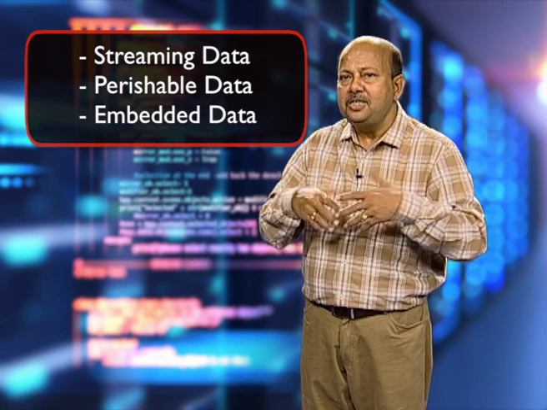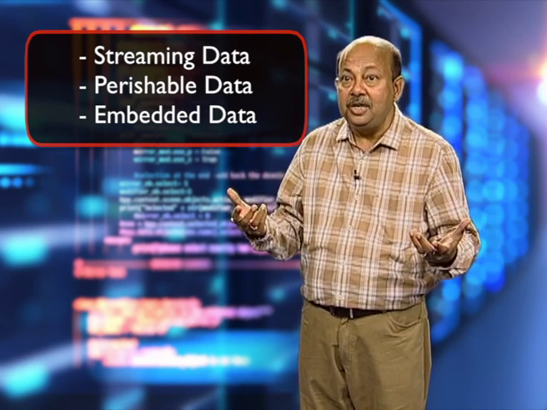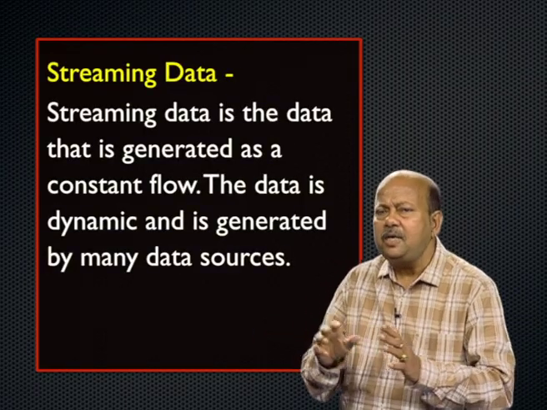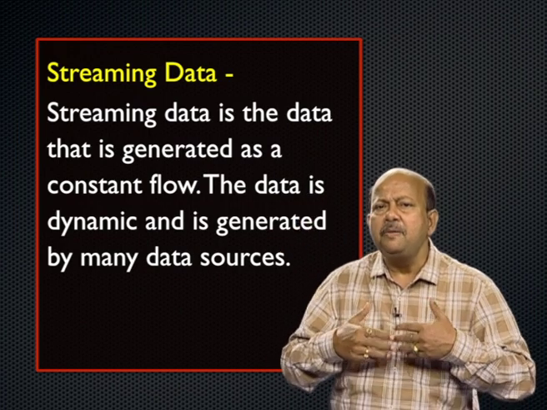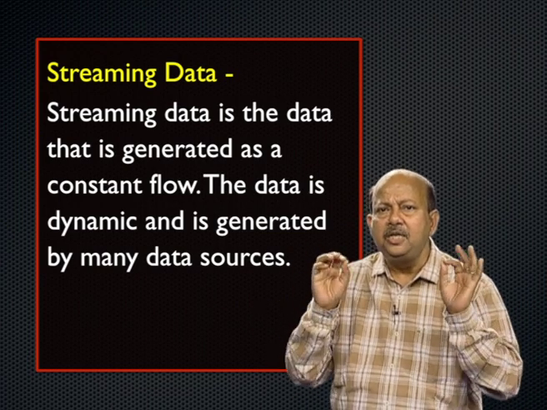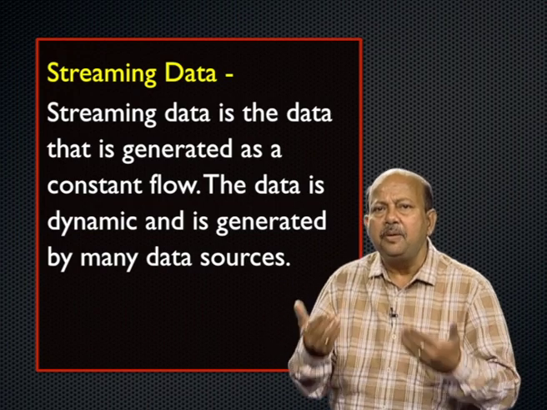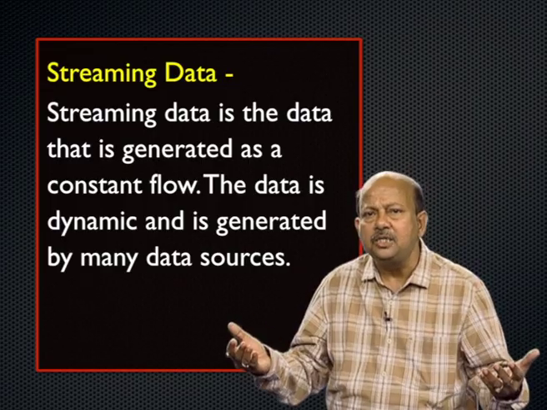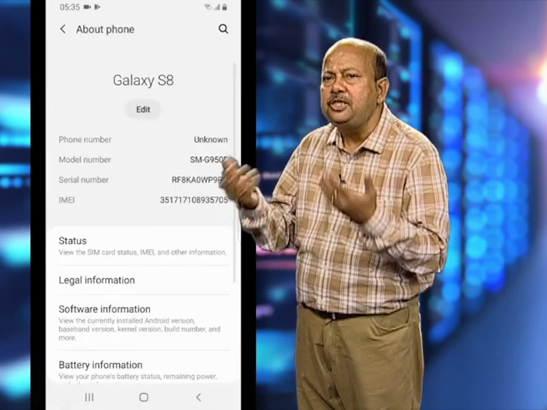So, let us understand streaming data, perishable data and embedded data. These are the new data types evolved in the industry, and we need to know this data very well. So, let us understand what is streaming data. Streaming data is generated by many data sources as a constant flow, and data that is generated as a constant flow is called streaming data. This type of data gained significance in the context of social media. For example, log files generated by mobile applications, Twitter data, these are all streaming data, because it is continuously evolving, continuously flowing.